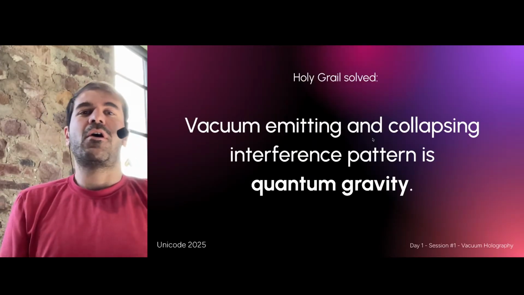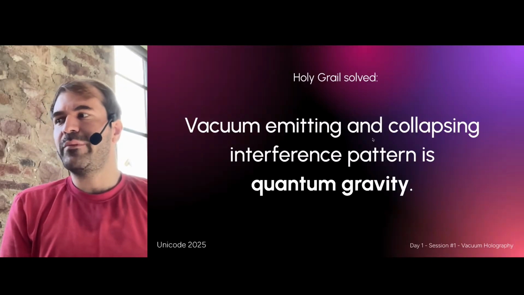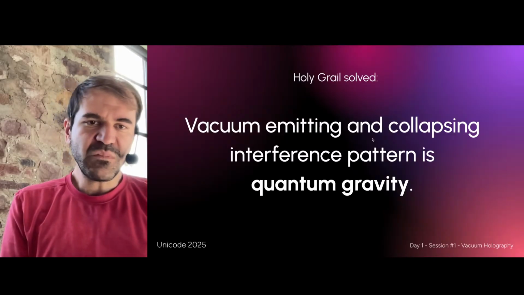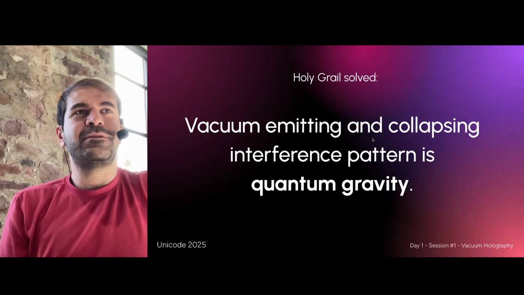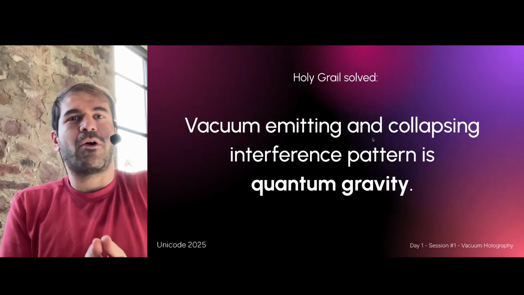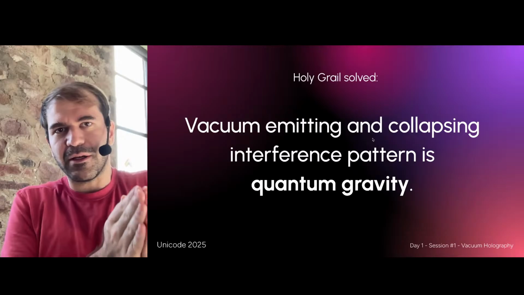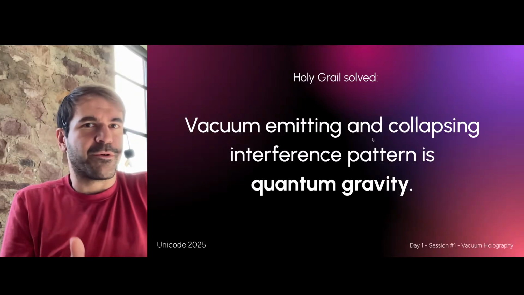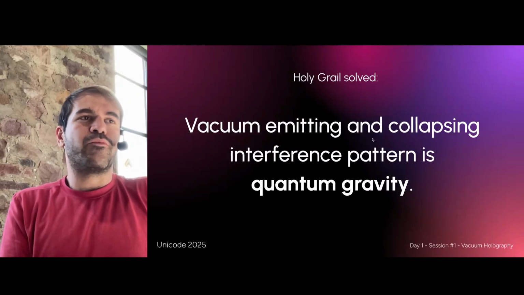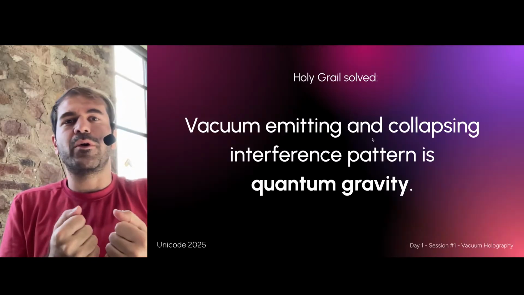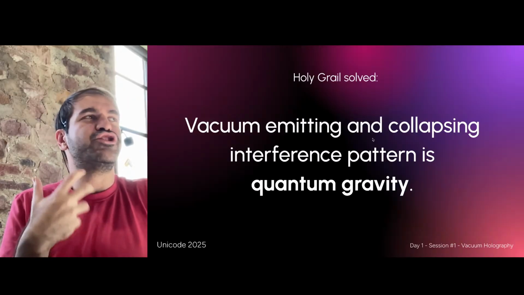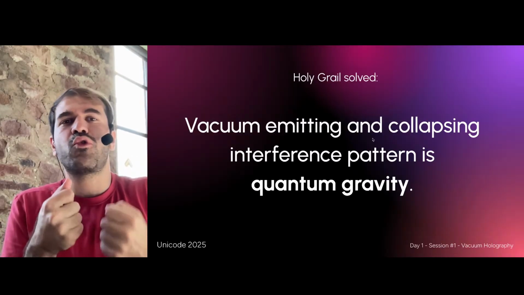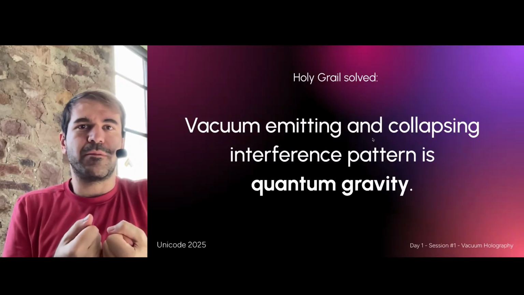So we're talking about solving the Holy Grail. We're talking about the vacuum emitting and collapsing the interference pattern as quantum gravity itself. We don't need to get into the nuances right now. It's called quantum gravity because that's been in the lexicon for 50 years or whatever, but really it's gravity quantum. That's really what it is. It's more GQ, like the general's quarters. I like using that analogy. The general's quarters is gravity quantum.